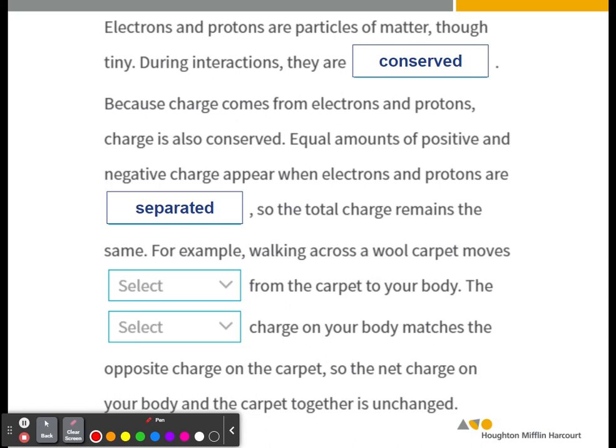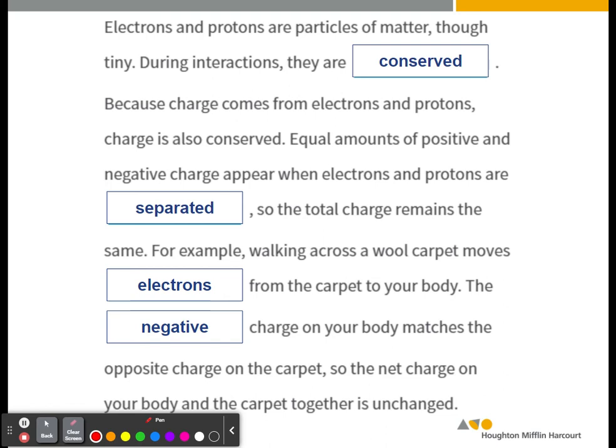For example, walking across a wool carpet moves electrons from the carpet to your body. So your body gets a negative charge. The negative charge on your body matches the opposite charge on the carpet. So as your body gets a negative charge, the carpet gets a positive charge. The carpet's electrons are going to your body.